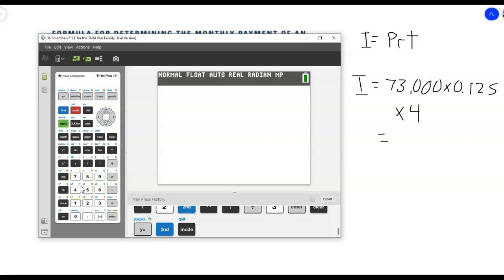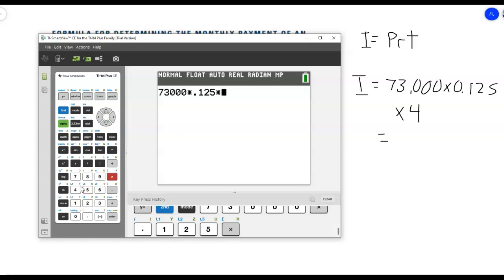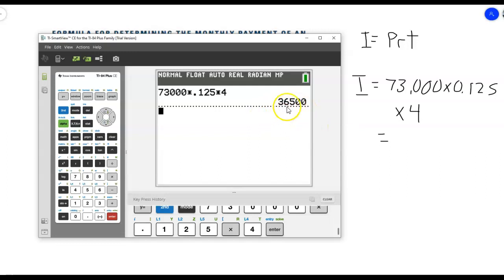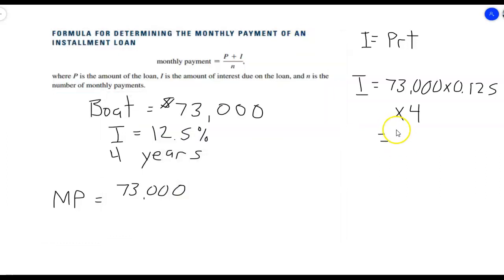So 73,000 times 0.125 times 4. So that means that we're going to be paying $36,500 in interest. $36,500. That is a lot. So let's add that.